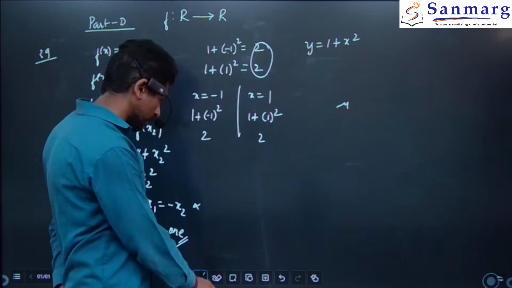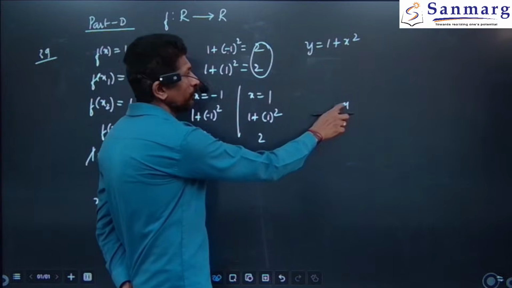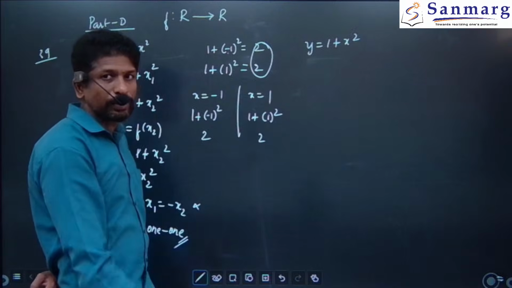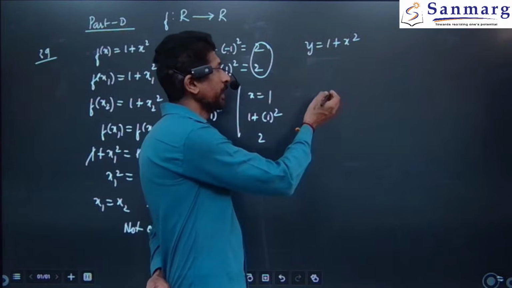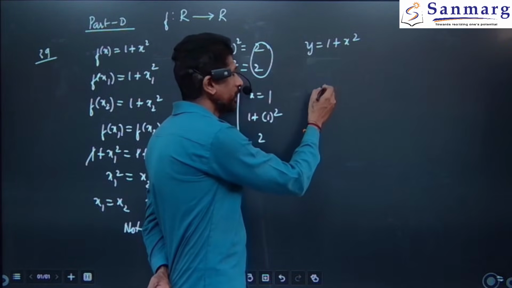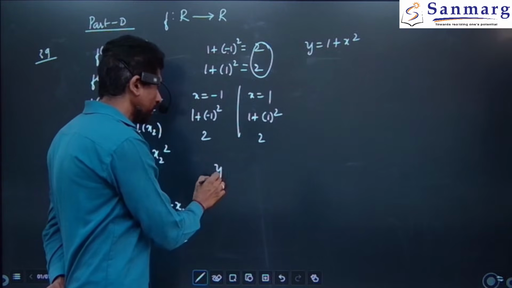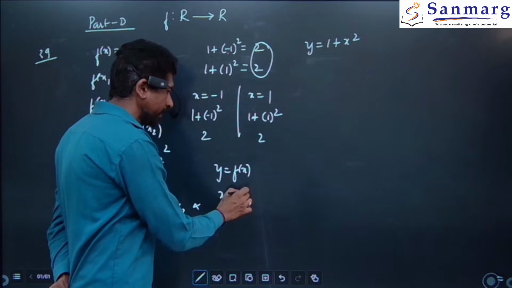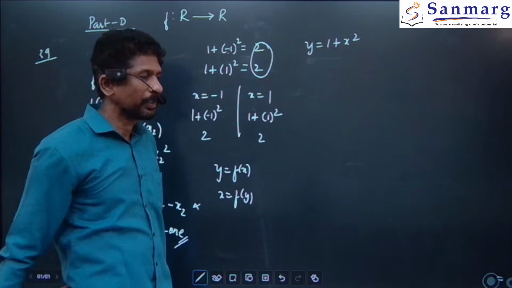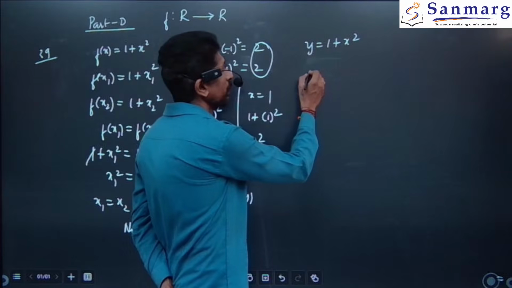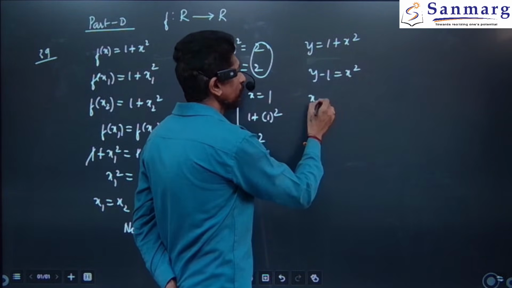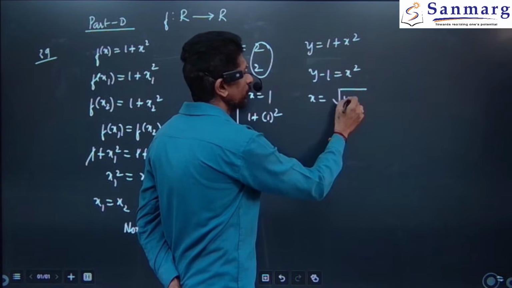To find the onto function, again you have to consider the same function. Next, instead of y is equal to function of x, you have to change it as x is a function of y now. X is a function of y. Reverse you have to consider. So now automatically y minus 1 becomes x square. Automatically x becomes root of y minus 1 now.